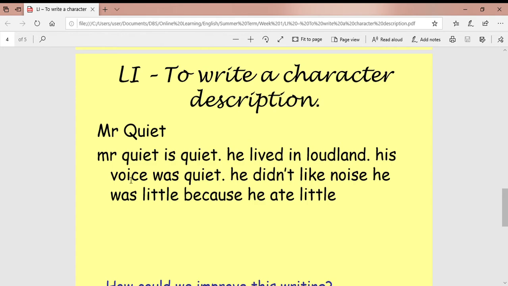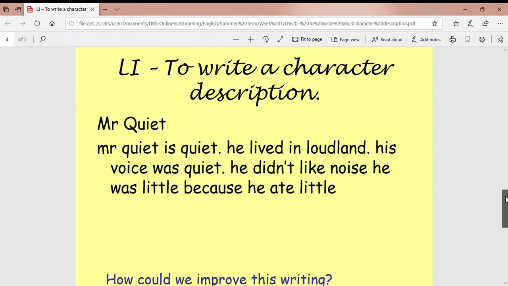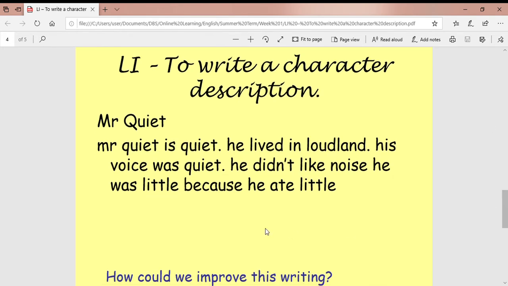So, here's an example of a character description. And I want us to see how we could make this even better. So here's the character description I've written for Mr. Quiet. Mr. Quiet is quiet. He lived in Loudland. His voice was quiet. He didn't like noise. He was little because he ate little.